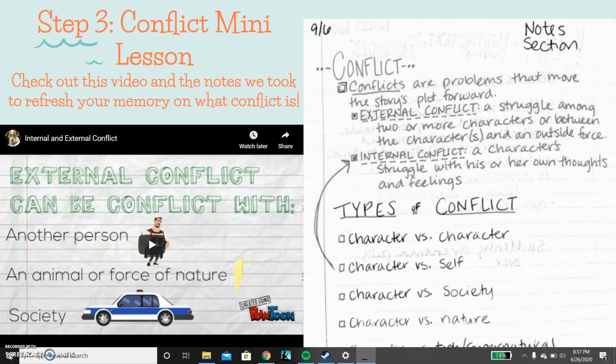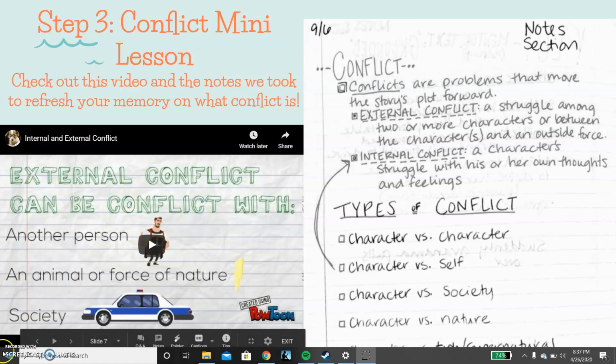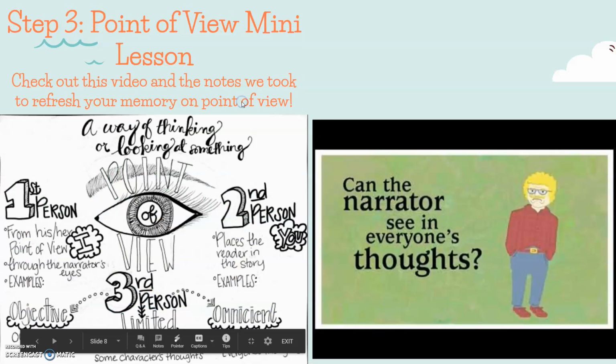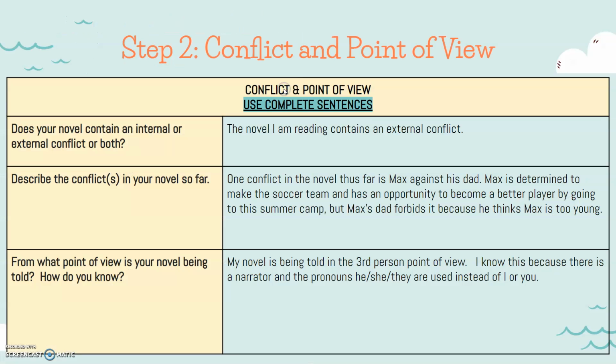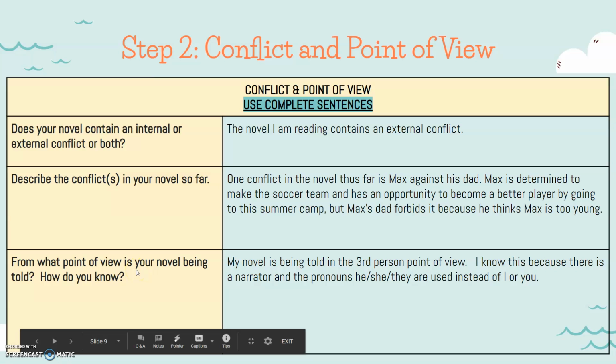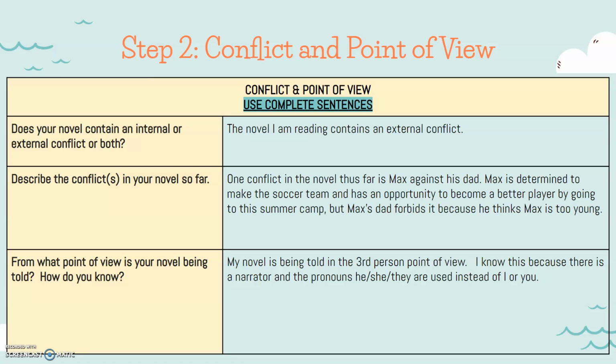Step 3, I want to know about the conflict. There are some notes here if you don't remember what conflict is. And then there's also notes on point of view to help you out as well. For the graphic organizer, does your novel contain an internal conflict, that's happening inside the character, or an external conflict, something that's happening outside of them, or are they both there? Describe those conflicts to me in detail. What is that conflict about? Who is it against? Who's fighting against who and why? And then I want to know what point of view your story is being told from. Is your protagonist telling you the story, or is there a narrator telling you about what's happening?